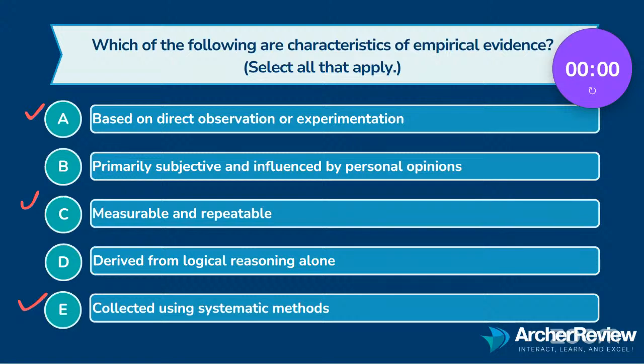All right, so let's break down what's wrong with B, what's wrong with D. Well, B says primarily subjective and influenced by personal opinion. We try really hard as scientists to be objective, not putting our personal bias on our observations and on our interpretations of results. And we try to do that same thing with personal opinion. We try to avoid both of these things, so that is not empirical evidence.